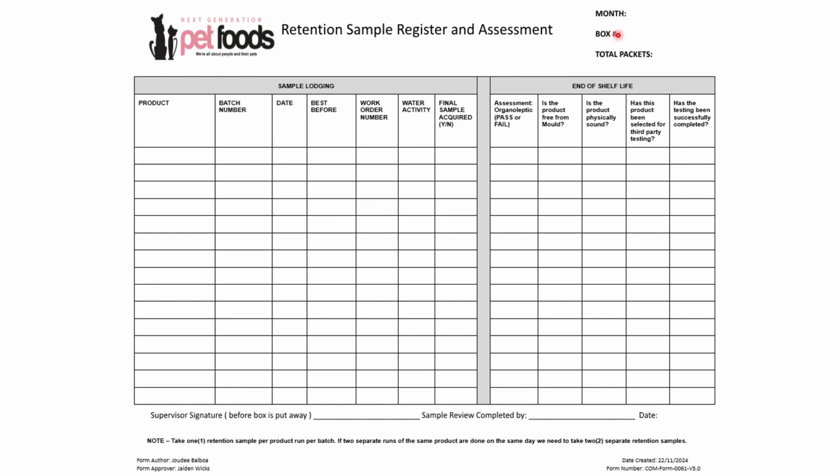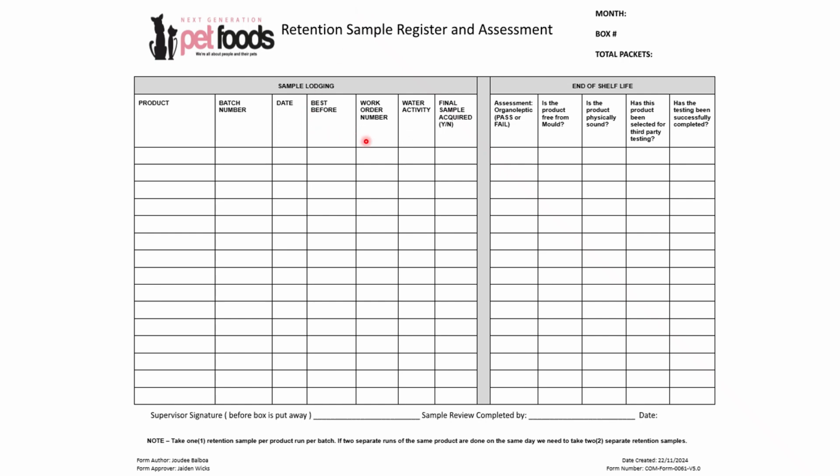Now we need to lodge our product details. Input the product name and the batch number. In the date section, input the date testing occurred. Moving on, we have the best before. Please remember the shelf life of different products. Most products have a 24-month shelf life, while ProLife have an 18-month or 11-month shelf life.